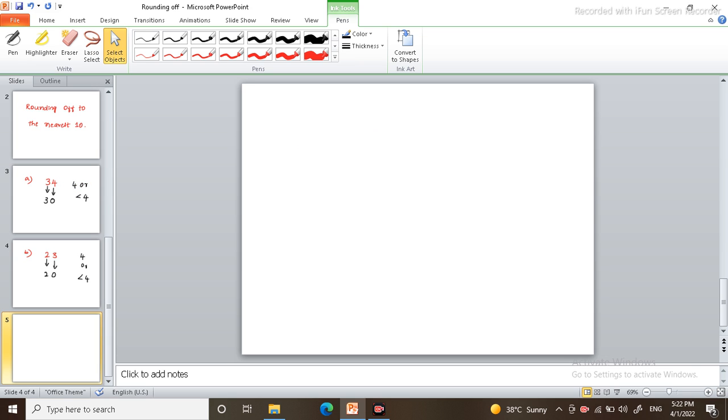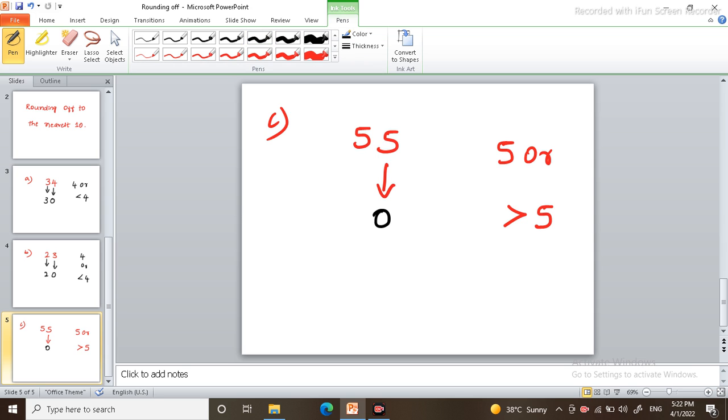We'll move to the next question. I can consider here 55. If in ones place it is 5 or more than 5, remember 5 or more than 5, then ones place will be 0, and in tens place add 1, so it will become 6. So 55, when we round off to the nearest 10, the value will be 60.